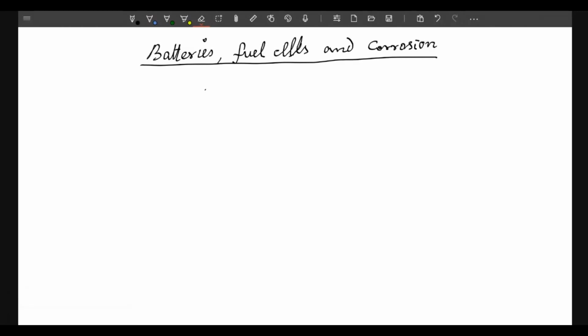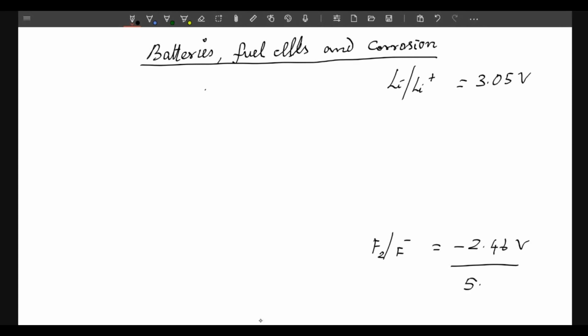What is the maximum voltage that can be produced in a voltaic cell? That is due to the highest oxidation potential, that of lithium and lithium ion, which has 3.05 volt. And the lowest is the fluorine and fluoride ion, which has minus 2.46 volt. If you couple these two, you would get nearly 5.5 volt. You can generate 5.5 volt from a voltaic cell.